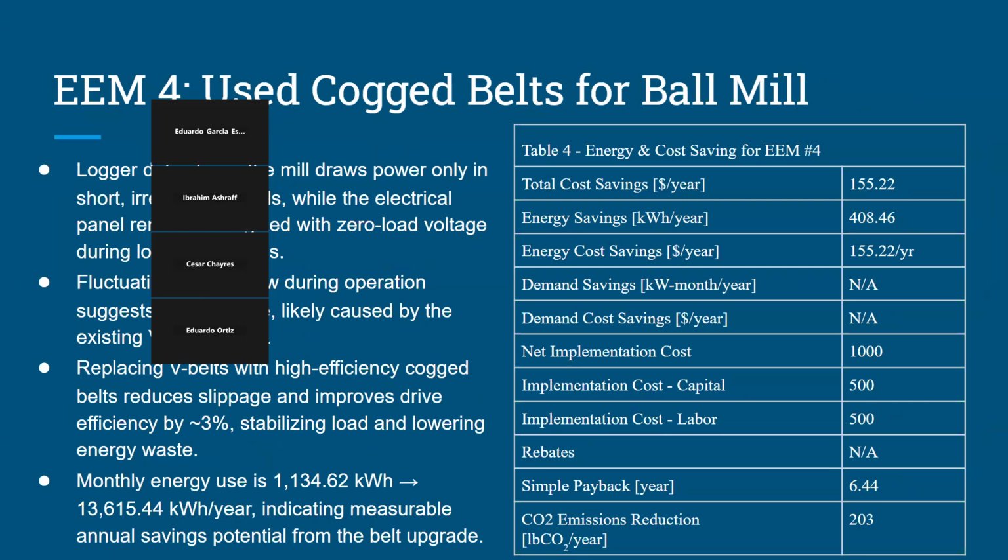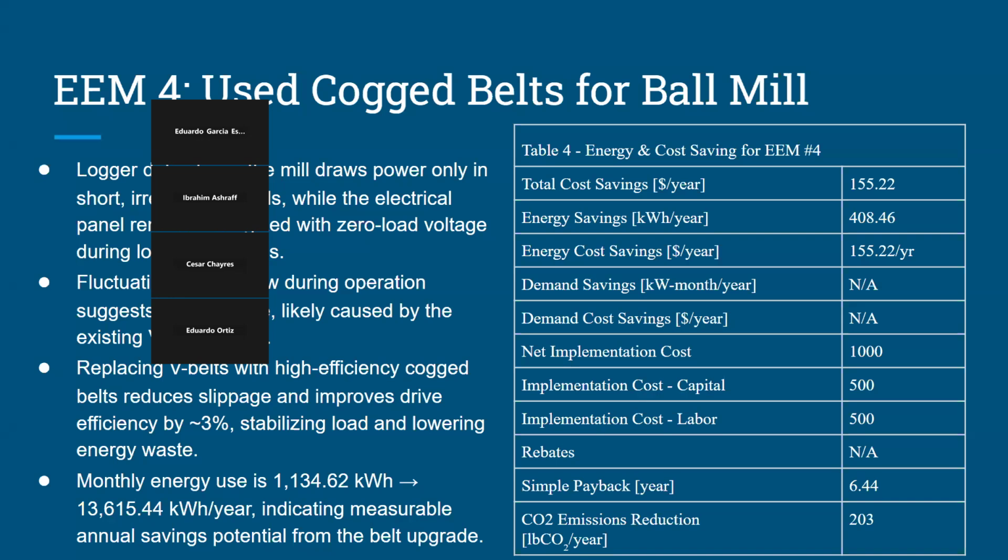So moving on to EEM number 4, the used cog belts for the ball mill. The logger data shows the mill draws power only in short irregular intervals while the electrical panel remains energized with zero load voltage during long idle periods. Fluctuating power draw during operation suggests belt slippage, which is likely caused by the existing V-belt system. Our suggestion is to replace the V-belts with high efficiency cogged belts. This will reduce slippage and improve drive efficiency by about 3%, stabilizing the load and lowering energy waste.